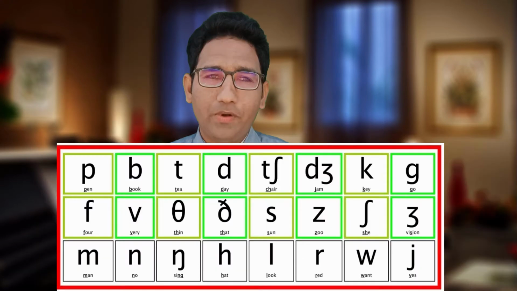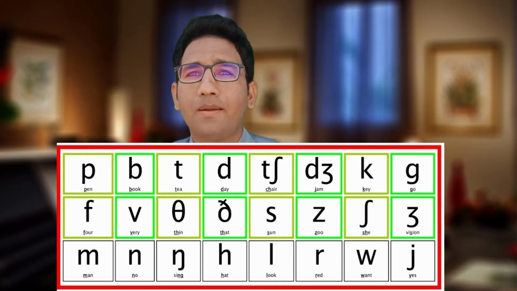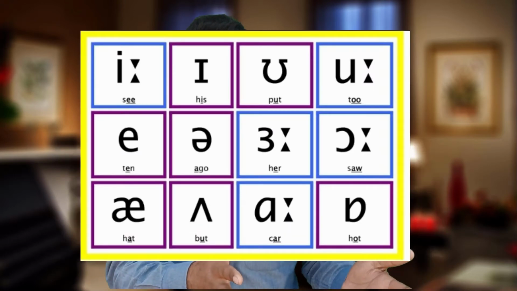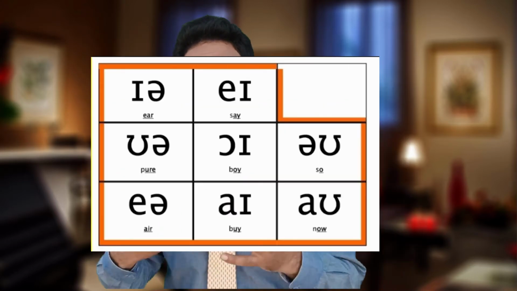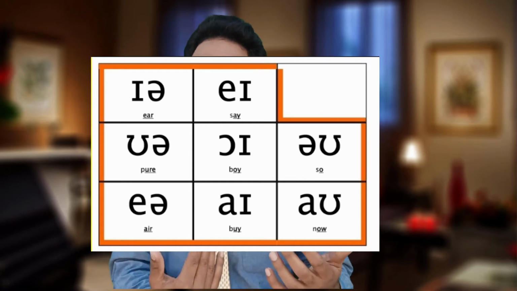Let's see what those 44 sounds are. Well, first of all, let me introduce you. These are the 24 consonant sounds. Then there are short vowels and long vowels. Then there are diphthongs. Let's see what they are.